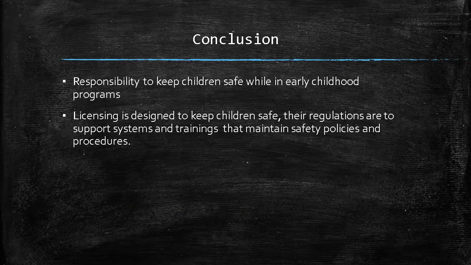In conclusion, it's our responsibility to keep children safe while they're in our early childhood education programs, out of their parents' care. How are we going to keep them safe? Licensing has a lot of regulations, and almost all of them are designed to keep children safe. The regulations are in place to support systems and trainings that maintain the safety policies and procedures in your classrooms. So please go out and look at licensing and get to know the regulations that have to do with safety, because most of the deficiencies in the citations are from a health and safety perspective.